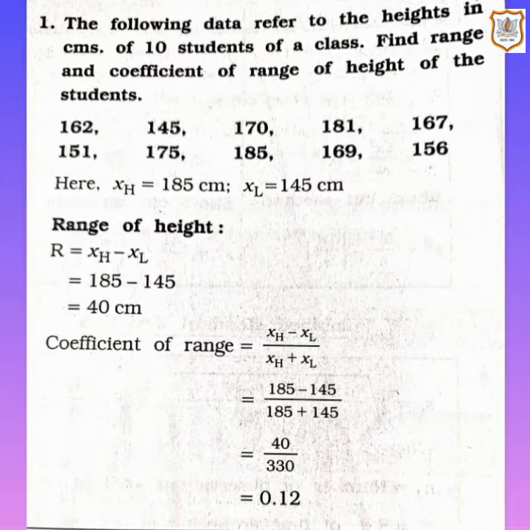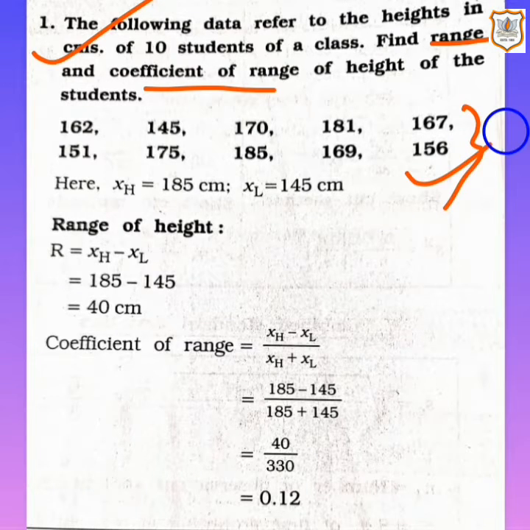Let's read the question. The following data refer to the heights in centimeters of 10 students of a class. Find range and coefficient of range. So here you have to find range and coefficient of range of the height of students. Here the data is given in ungrouped form. It's ungrouped data. So in ungrouped data, you have to see which is the highest observation.